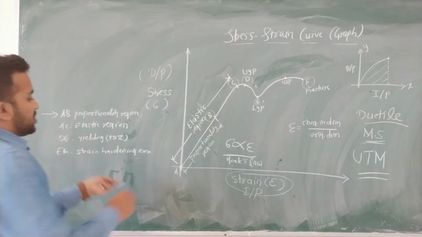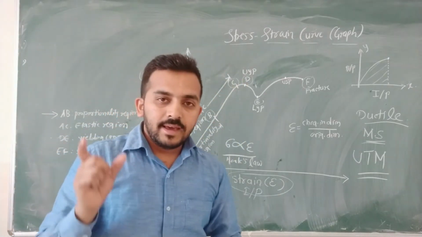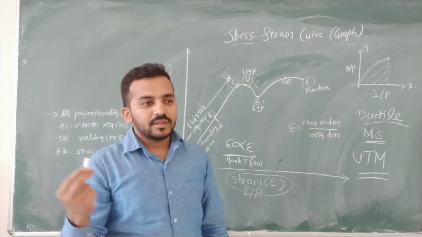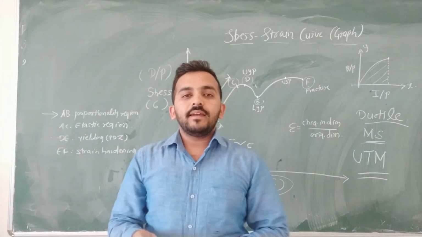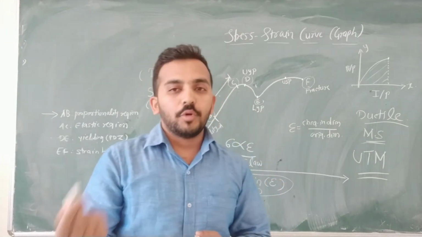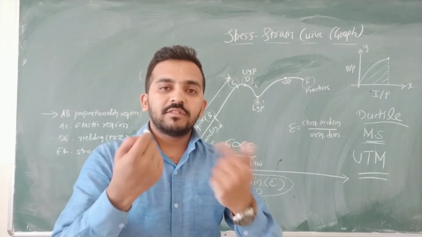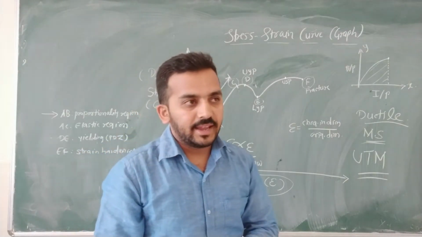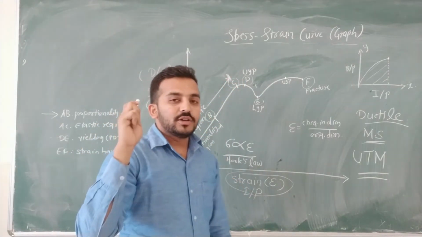Now, next is the AC region. This complete region AC is called the elastic region. There is a property called elasticity. So what is elasticity? It is a property of a material by virtue of which it can regain its dimensions if the applied forces are removed. If you apply the forces, dimension will change. If you remove the forces, dimension will be regained. This property is called elasticity. So within this elastic region, elastic properties hold good.